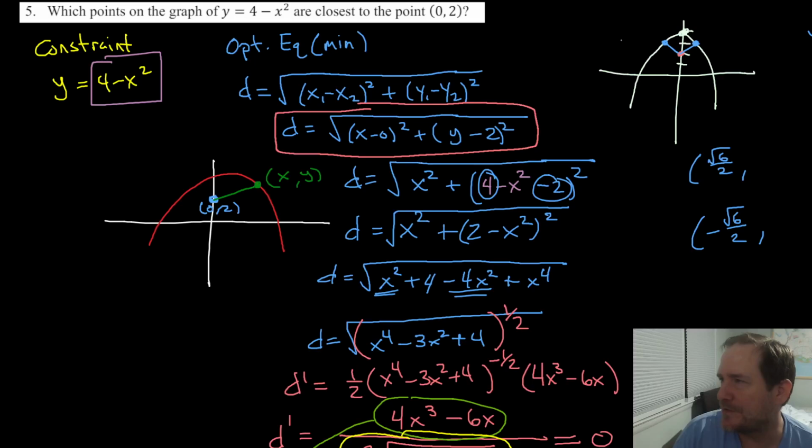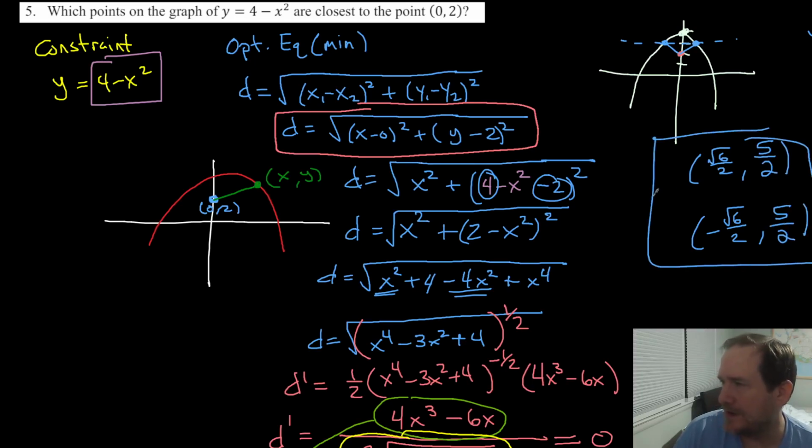Or just looking at the picture, you can see that both of these points should have the same y coordinate, because they're reflected images over the y-axis. So the x's should be opposites, but the y should be the same. So 5 halves and 5 halves. And this question is now done, because these are the two ordered pairs that are the minimal distance away from the point (0, 2). So that's 5, all done.